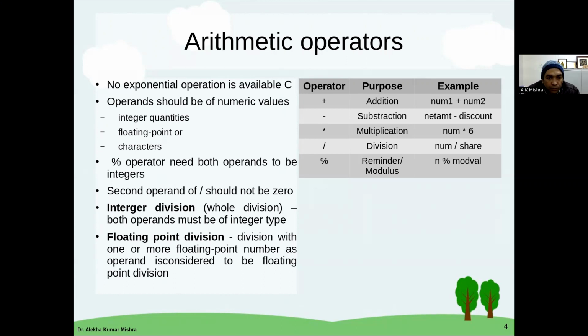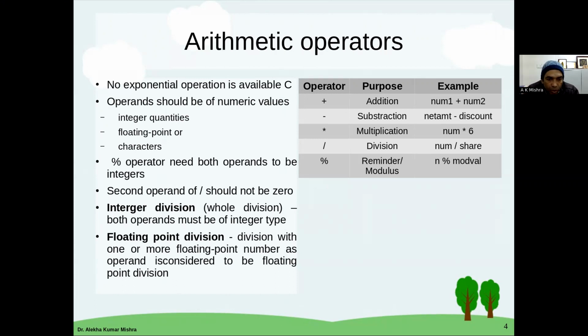A division is a whole division when both the operands are integer. Suppose the numerator and the denominator are both expressions or variables that lead to an integer type. In that case, the division is a whole division. That means even if the result would have a decimal part, the decimal part will be truncated. Only the whole part will be the result of the division. That's why it is called integer division.